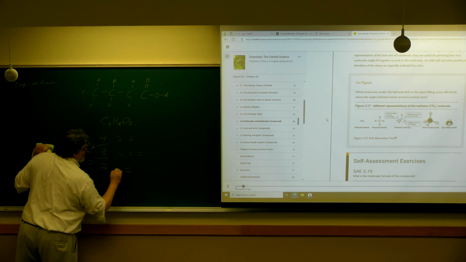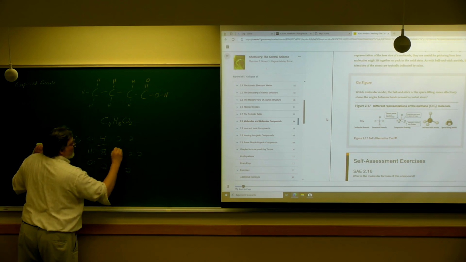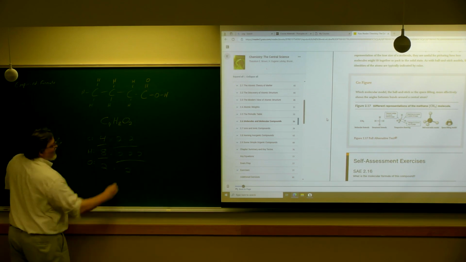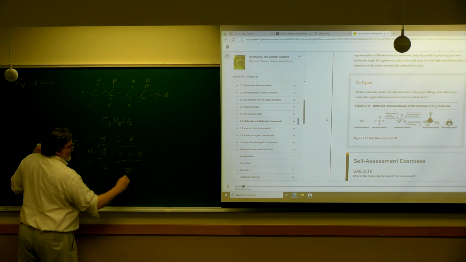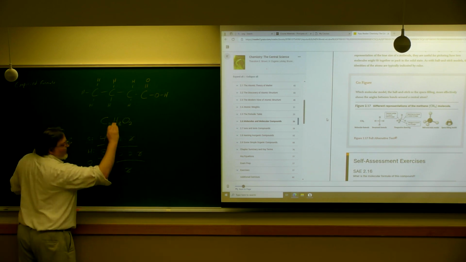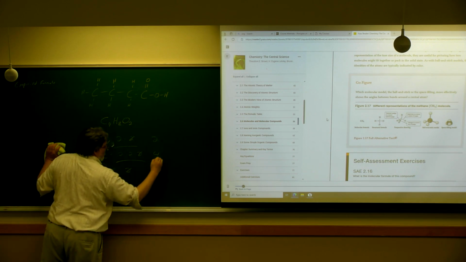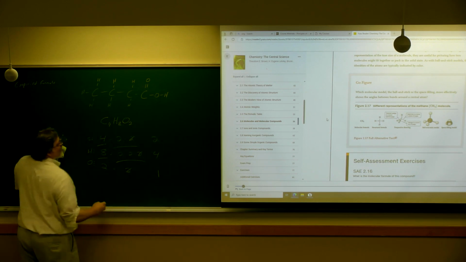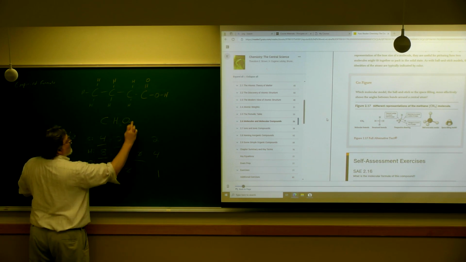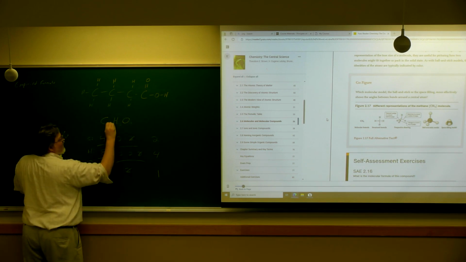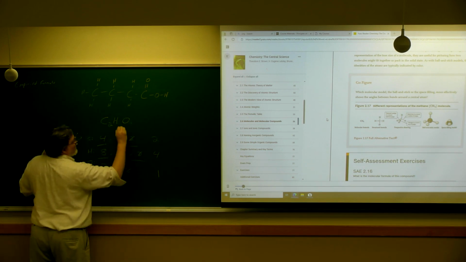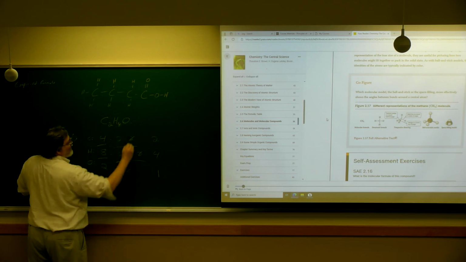And then just 2. And again, cancel as much as you can. But it has to cancel through all of them. And that's as many as I can do. So I'm left with a 2 here, a 4 here, and a 1 here. So then the answer would be carbon 2, hydrogen 4, and oxygen 1.